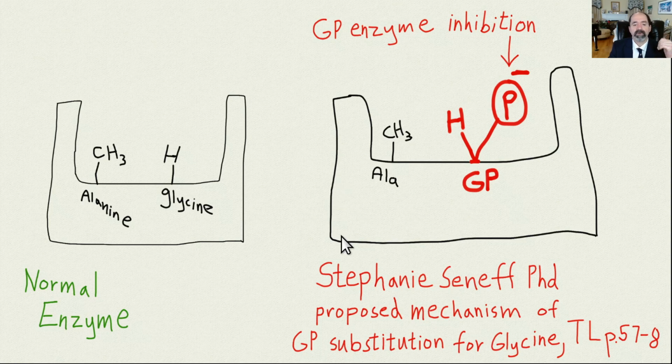What she's proposing, this lady, Stephanie Seneff, here's her book, by the way. Her book is called Toxic Legacy, by Stephanie Seneff. She claims that her research, she's been studying this for decades, suggests that the glyphosate is substituting for a glycine, and this can occur in a protein's active site. It can occur in other locations on a protein.